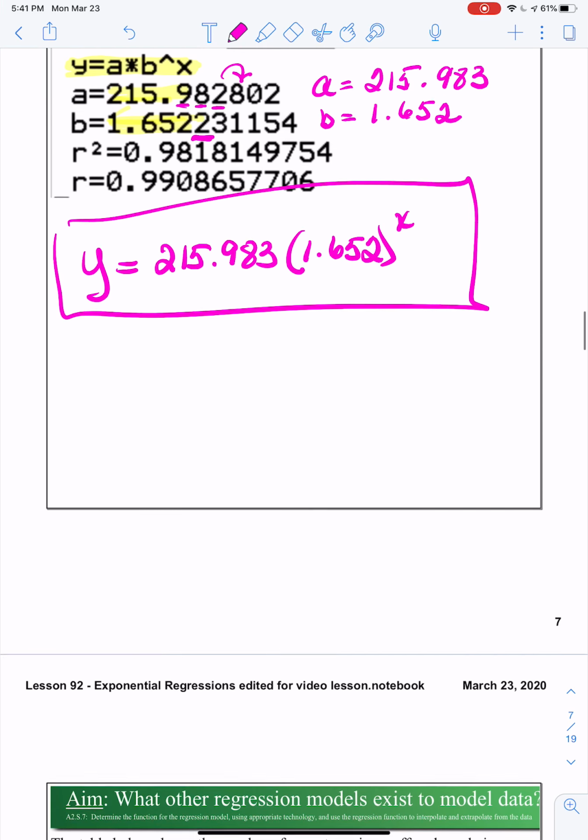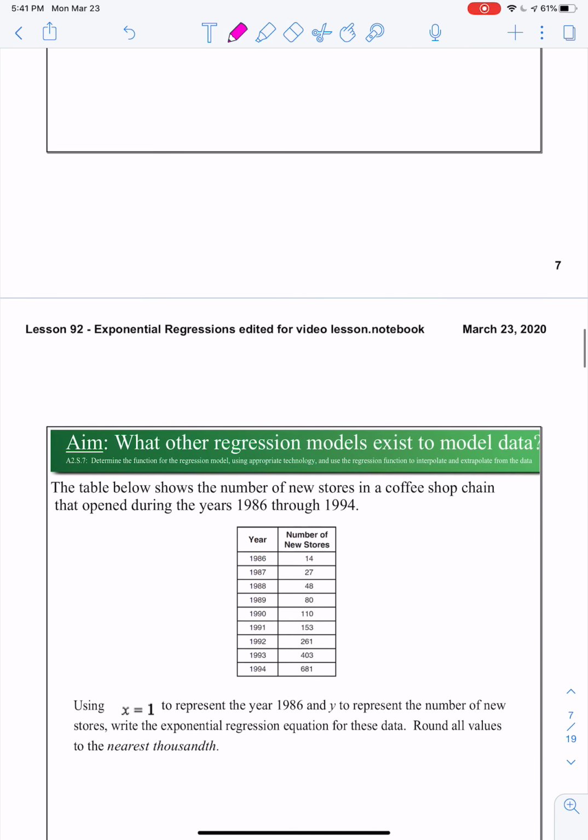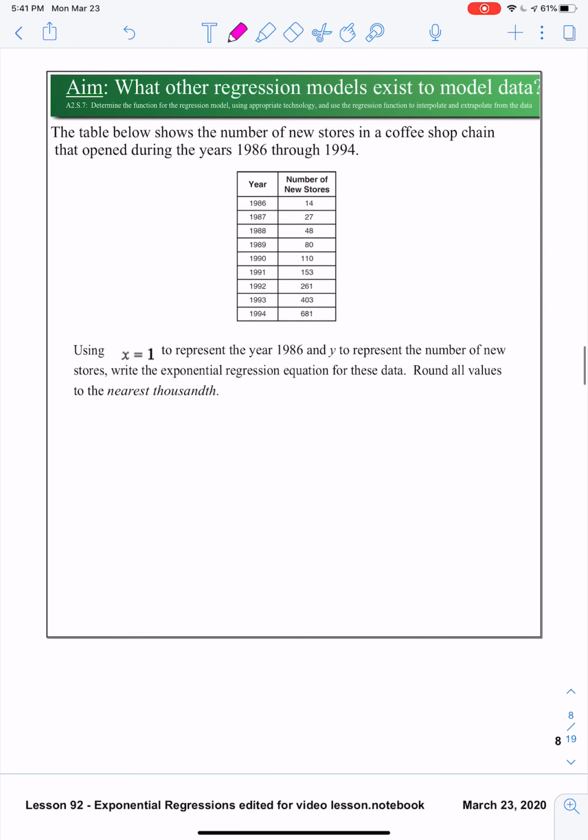All right? So now, let's take a second. We're going to look at this. It says the table below shows the number of new stores in a coffee shop chain that opened during the years 1986 through 1994. Using x equals 1 to represent the year 1986 and y to represent the number of new stores, write the exponential regression equation for this data. Round all values to the nearest thousandth. Okay, so again, that's going to be 3 decimal places.